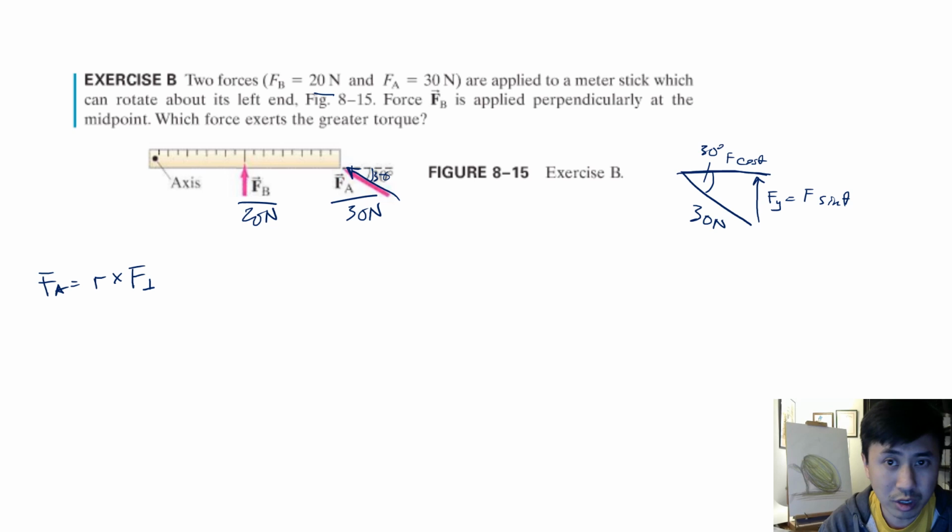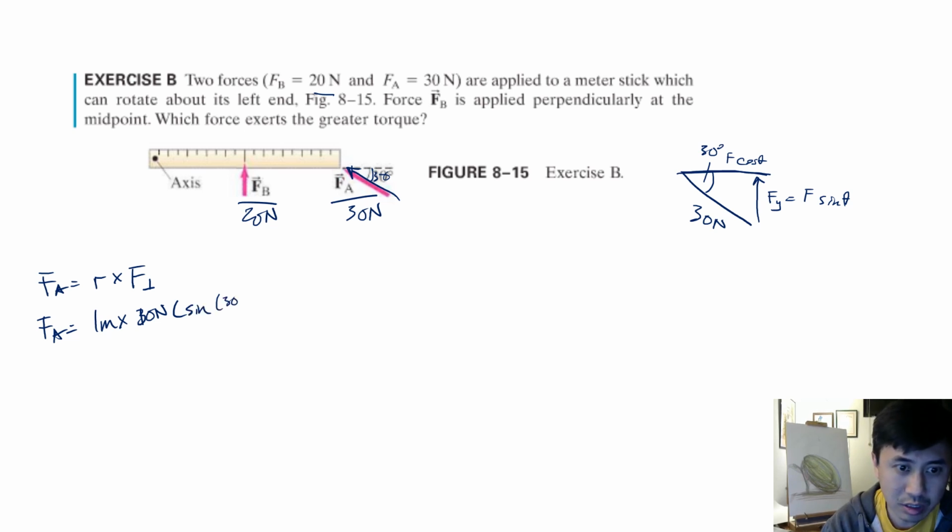So here, we're going to do sine theta, right? So F of A is equal to our R. Our R is going to be 1 meter times F, which is 30 newtons, times sine theta. The theta is going to be 30. You punch that into the calculator, you're going to find that F of A is equal to 15 newton meters. Done.